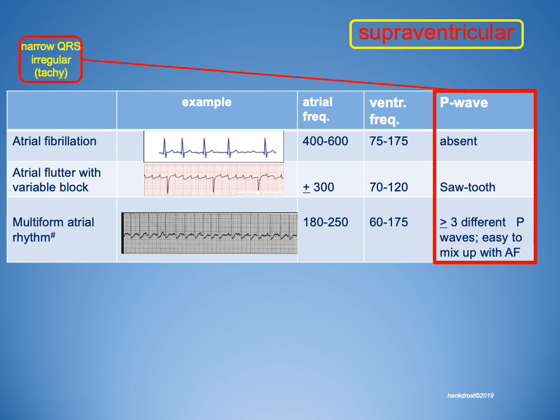To summarize, for the irregular narrow QRS tachycardia, here also the P wave, or the absence of the P wave, is the key to diagnosis. In atrial fibrillation, an absent P wave or only a wobbly line. In atrial flutter, the characteristic sawtooth appearance of the P wave, and in multiform atrial rhythm, 3 or more different P waves.